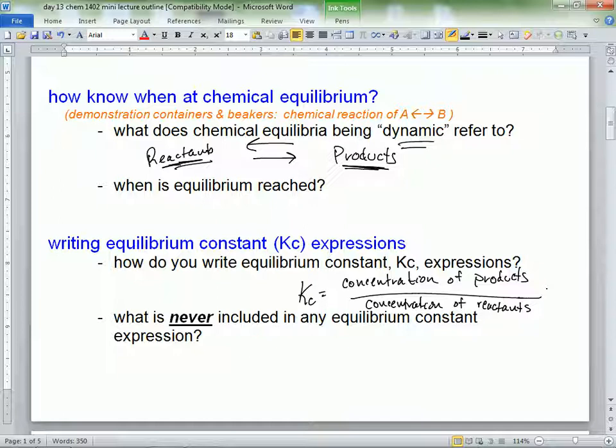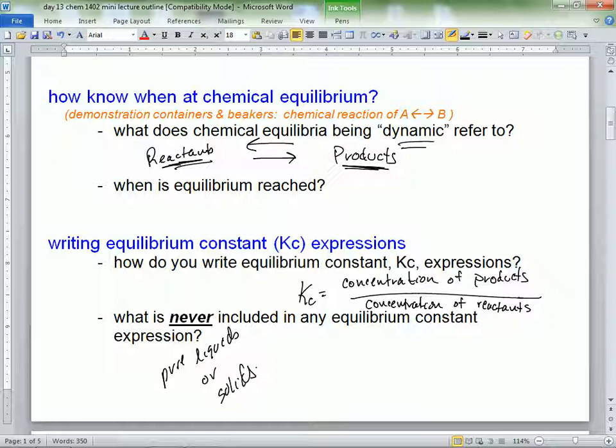Pure liquids or solids. Their concentrations are fixed. If you have a pure liquid, you have a pure liquid. Water is 55.4 molar. If you have a solid, it's a solid. You can't change its concentration. It is what it is.